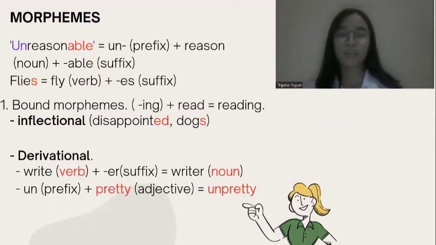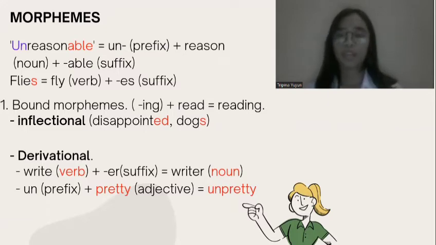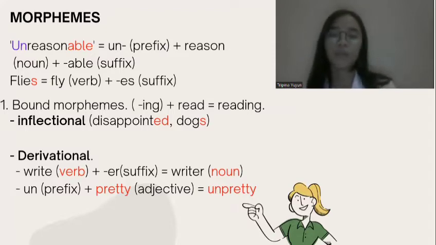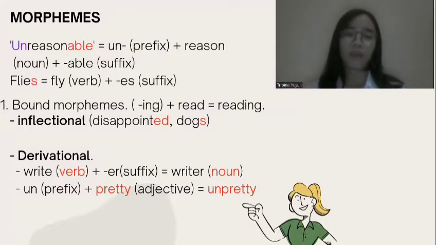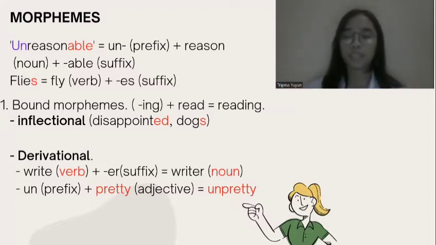Okay, next, another part of bound morphemes is derivational. Derivationals here mean that they always change the class of the word and the meaning of the word. You can see in the example below, the word write here is a verb, and then you add a suffix er, so it becomes writer, which is a noun. It changed from verb into noun, so the class of the word is changed.